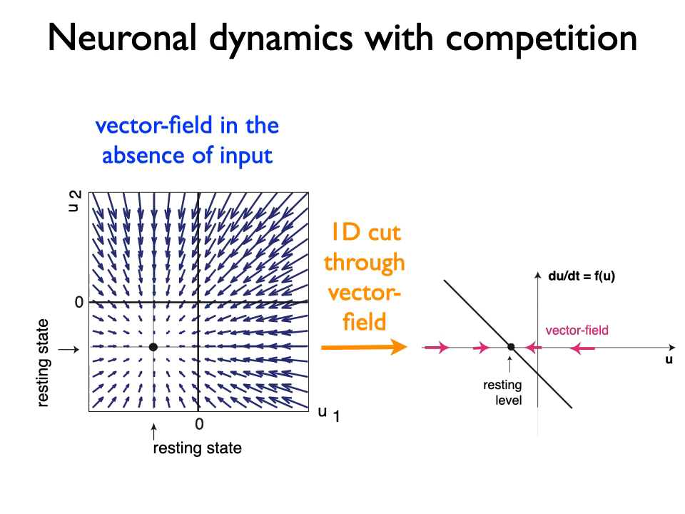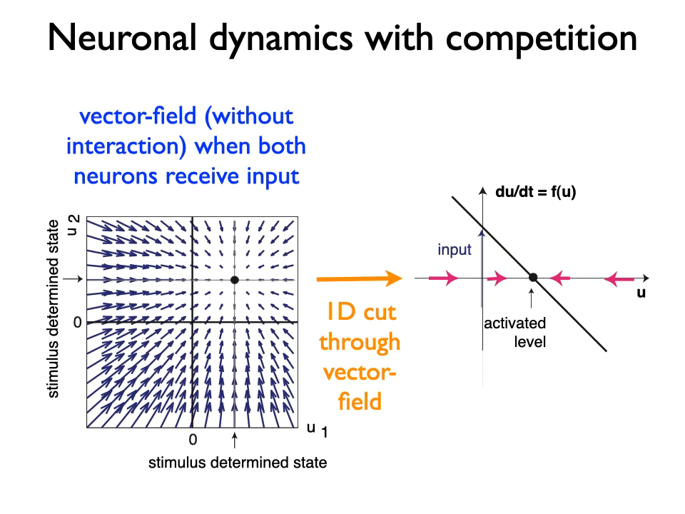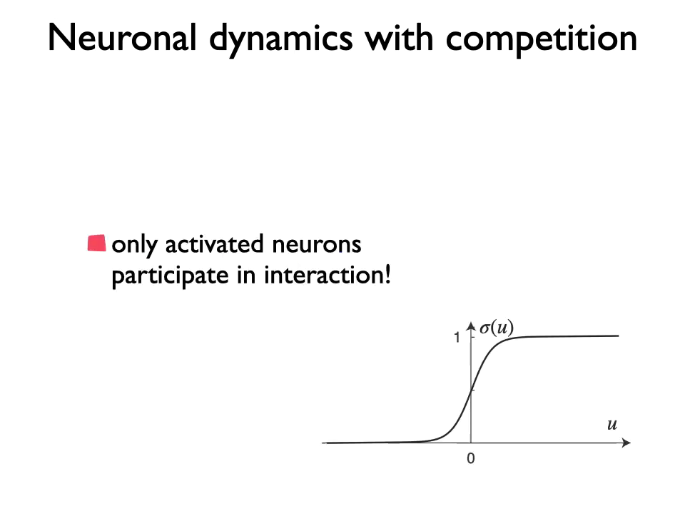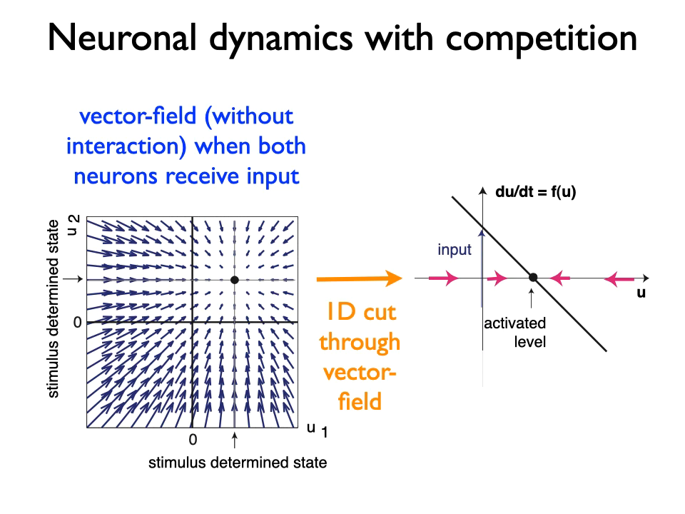Solutions of the dynamical system are actually tangent to these vectors. So here's an example where both of these neurons would have positive input, and so the convergence point lies in this quadrant where both neurons are on. Now, when I want to add competition, I will not allow that. And so how can I understand that?